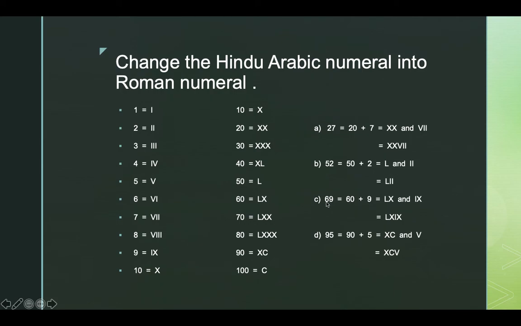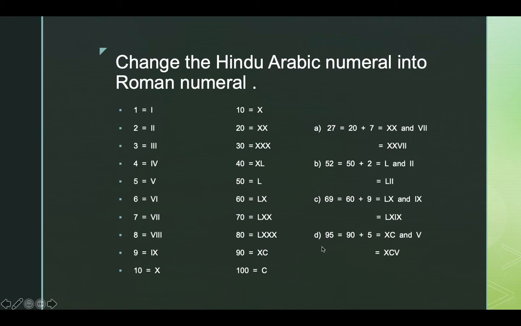Next example is 69. Again we will write this in expanded form: 60 plus 9. How to write 60 in Roman numerals? LX. So we will write LX, and how to write 9? You can see 9, IX. LX and IX. We will write it together, LXIX, to make the Roman numeral for 69.